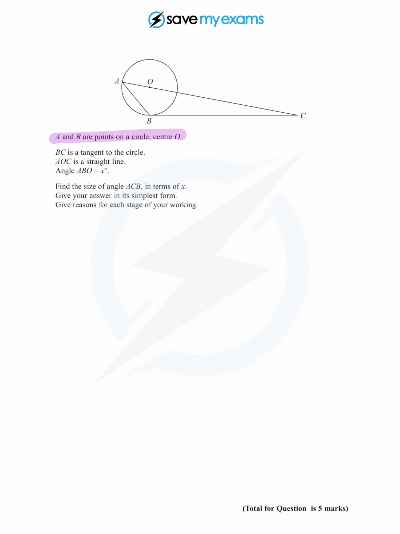So A and B are points on a circle, centre O. All right, nothing to do there. BC is a tangent to the circle, and we should already be thinking things like a radius and a tangent meet at right angles. Okay, just a thought to have. There are other things to do with tangents, but that's the sort of obvious one.